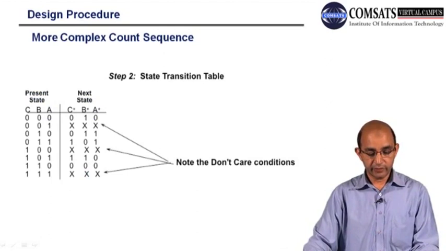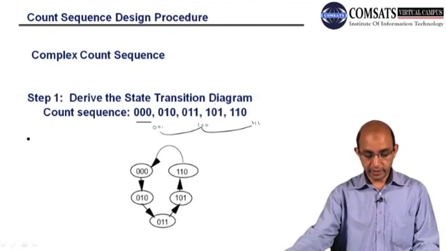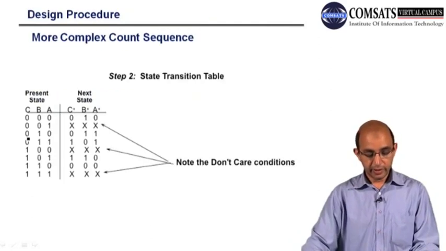So you can see that we have 0 0 0, and the next state is 0 1 0. And 0 0 1 is missing, and then 0 1 0, and the next state is 0 1 1. And here 0 1 1, the next state is 1 0 0.